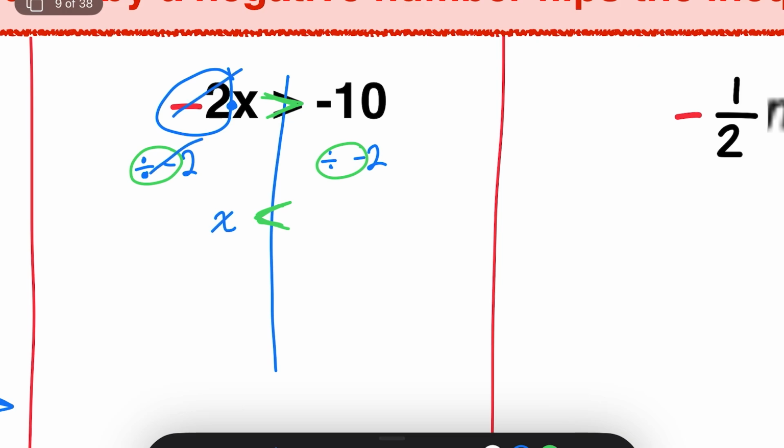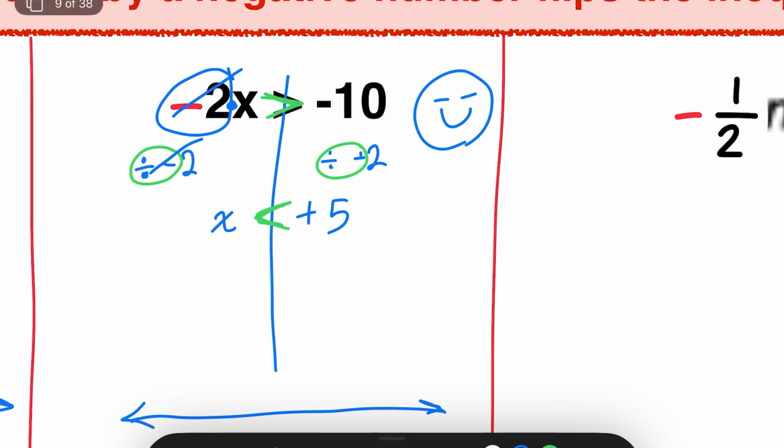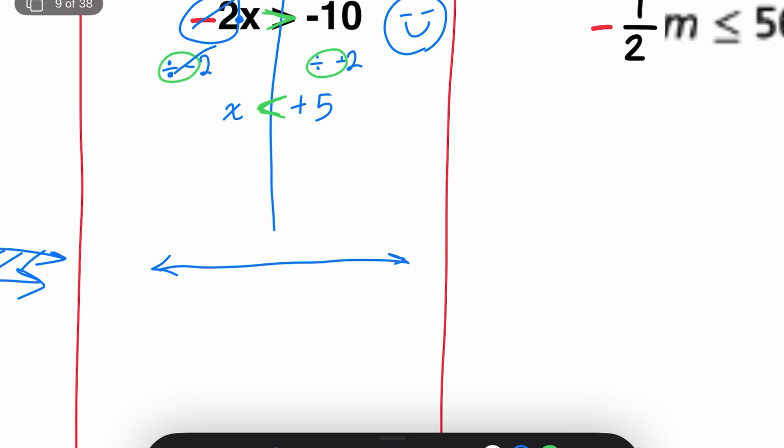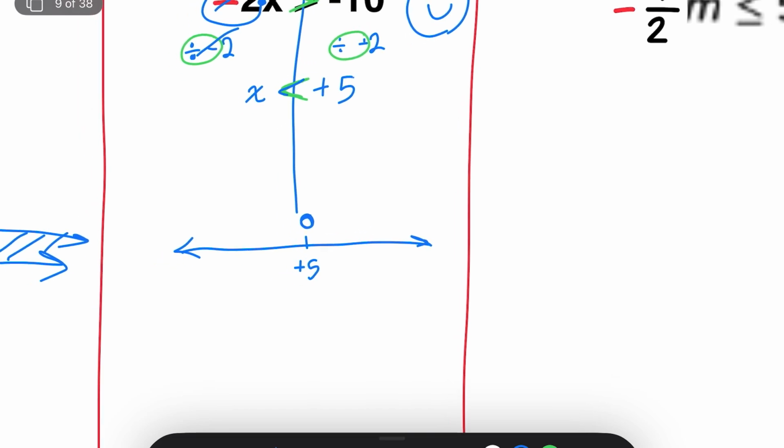Now, on the other side, what do I have to do? X divided by 2, 10 divided by 2 is 5. Both of them are negative, same signs. The answer will be positive. Just graph your answer. So here positive 5, open circle because there is no or equal to. And since it's less than, then I have to draw it pointing to the left. That's it.